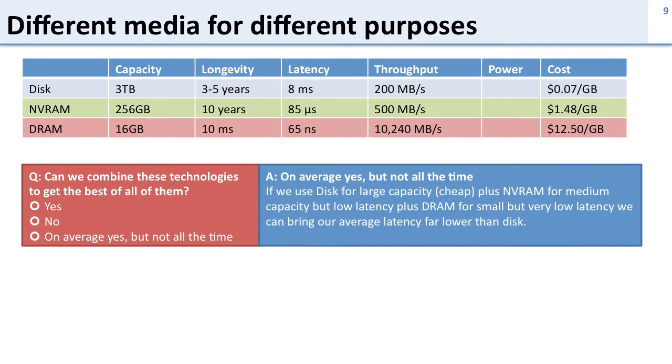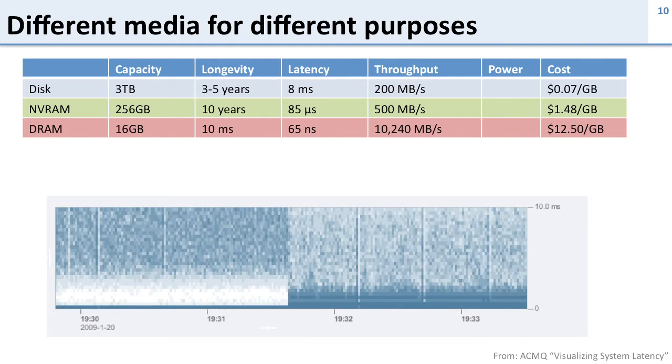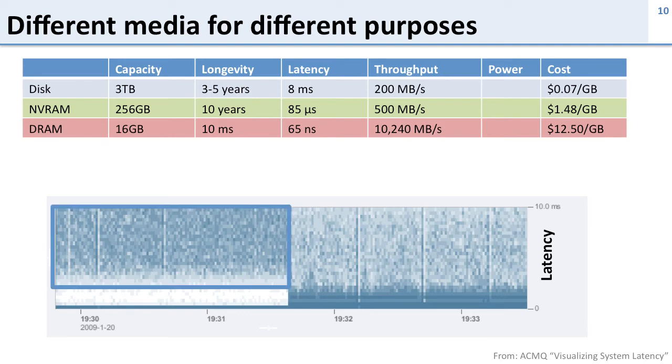Let's take a look at how that works out. So here's a graph for a storage system. It shows the time the storage system is running, and then it shows the latency. Dark blue indicates that there's a lot of accesses at that latency. What you can see here is the performance of the hard disks. Their latency isn't very good. They have a latency that goes up to 10 milliseconds for accessing the data, and that's not surprising because we saw how hard disks are slow.